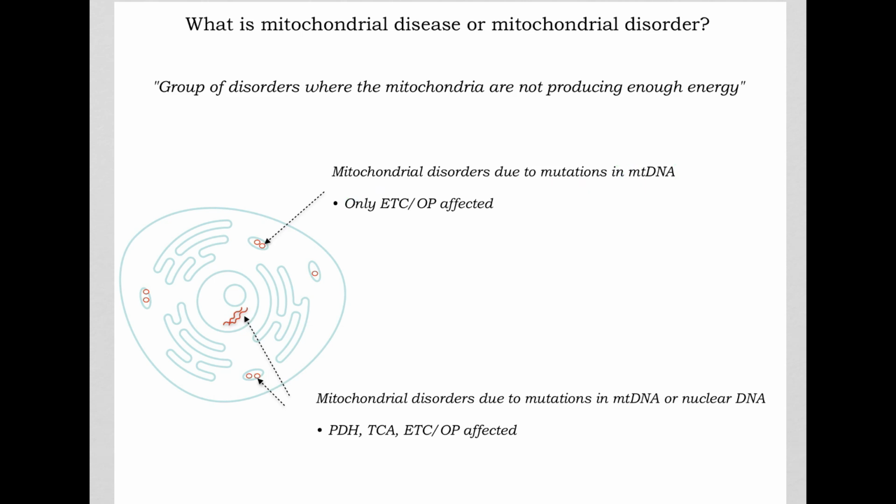And then sometimes in literature, you will see mitochondrial disorders are due to mutations in either mitochondrial DNA or nuclear DNA. So in this case, if we go by this definition, we are talking about mitochondrial DNA as well as possible mutations in nuclear DNA. In this case, PDH can be affected, the Krebs cycle can be affected, as well as the respiratory chain ETCOP can be affected.